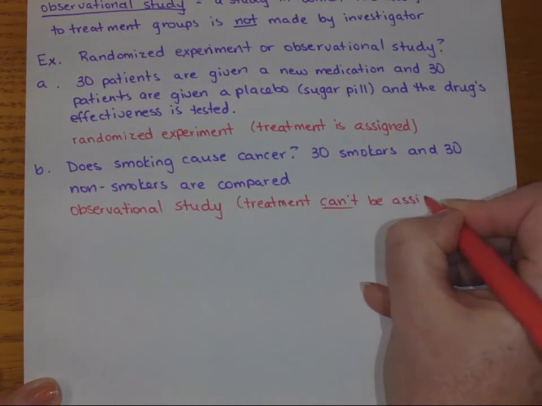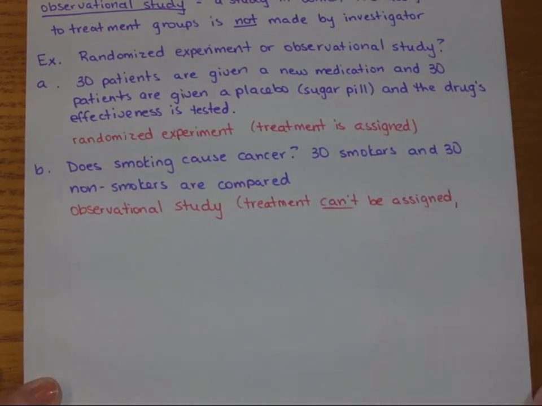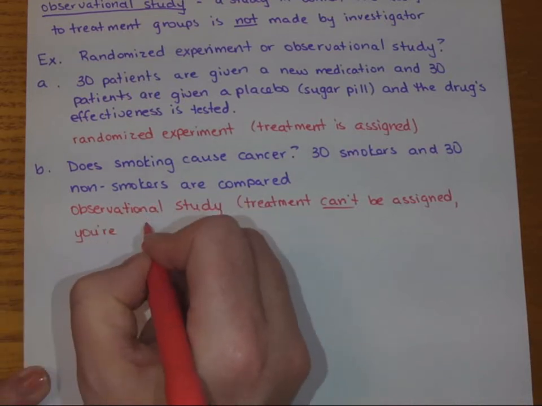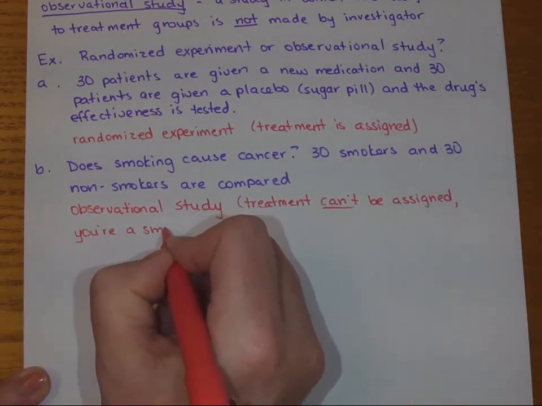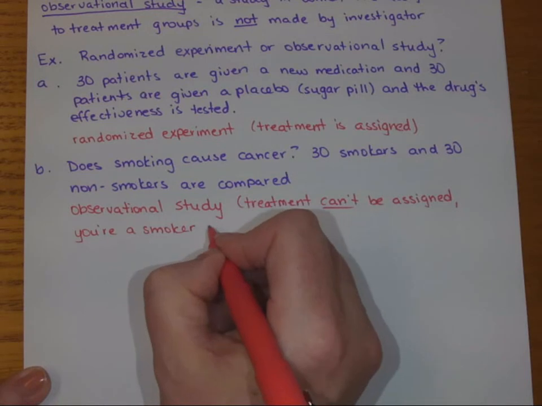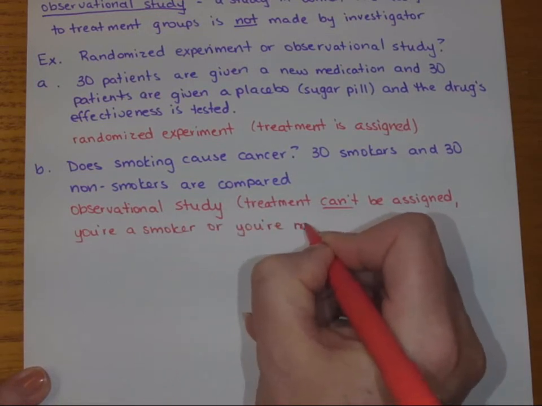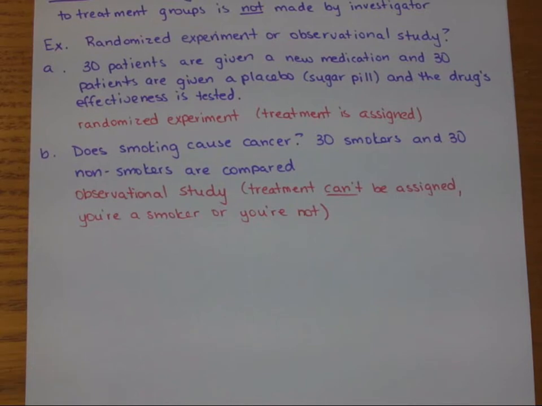So it's all a matter of whether or not you can assign it. Treatment can't be assigned. You're either a smoker or you're not. So it's all kind of in the power that the investigator has, whether or not we would allow them to make those treatment decisions or not. Okay.